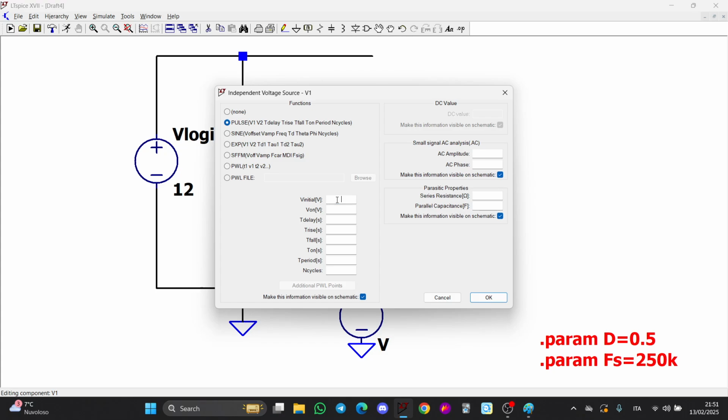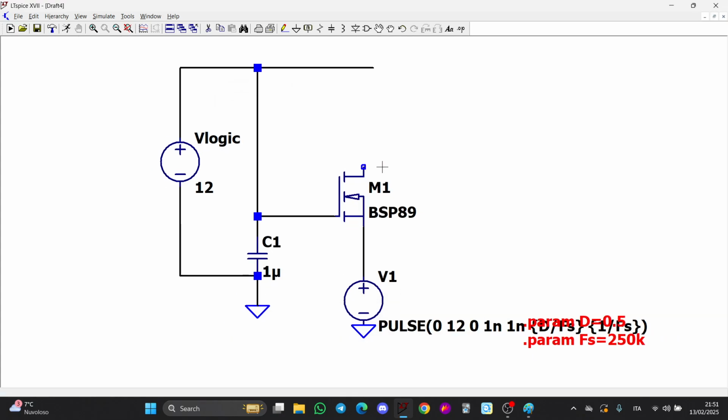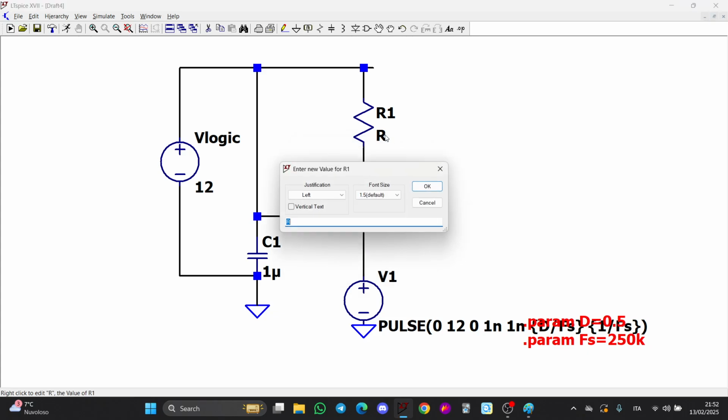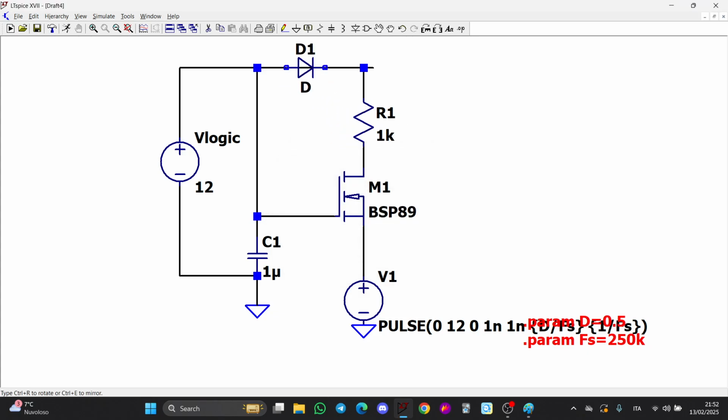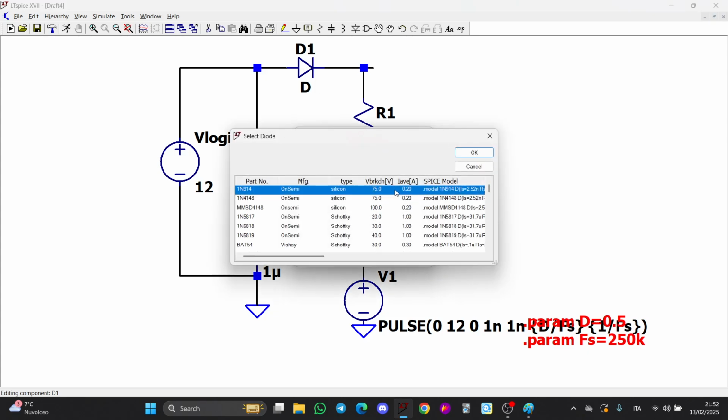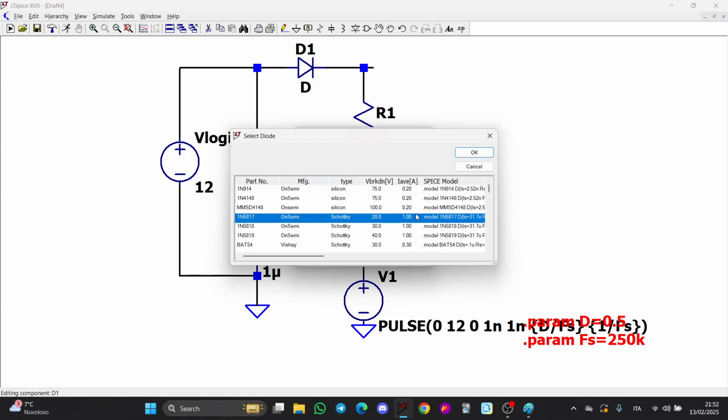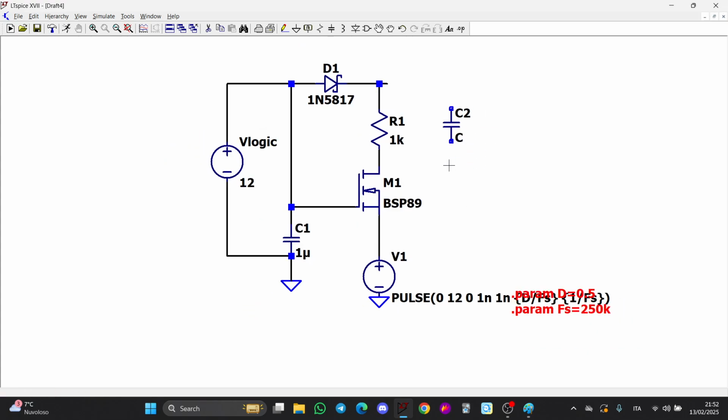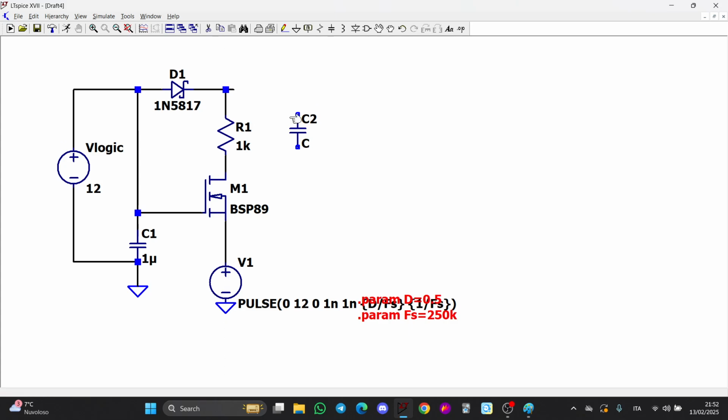We do have 0 and 12, 1 nano, D over Fs, and 1 over Fs. Now the resistor. And the diode. Let's put a Schottky. The bootstrap capacitor, Cboot.